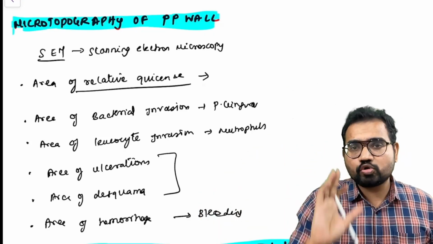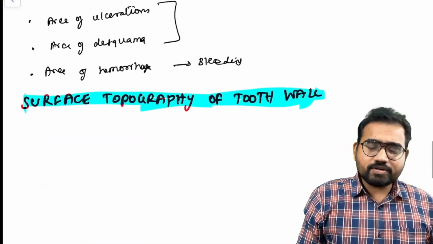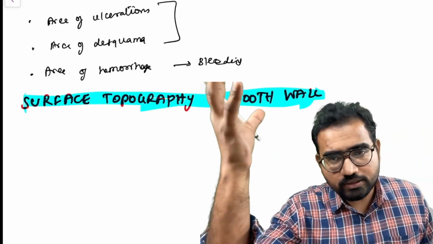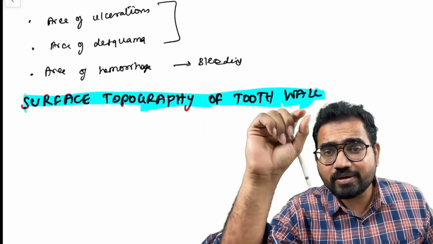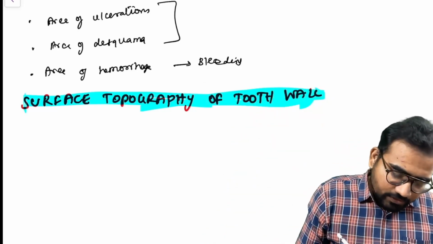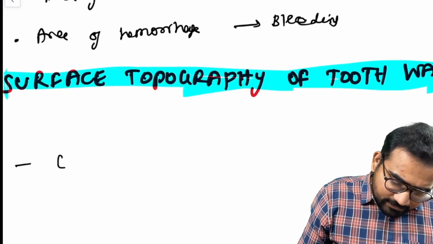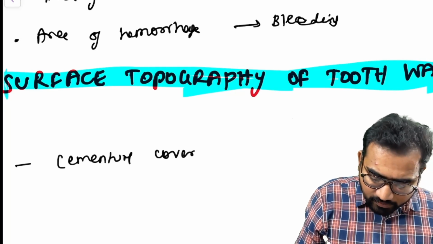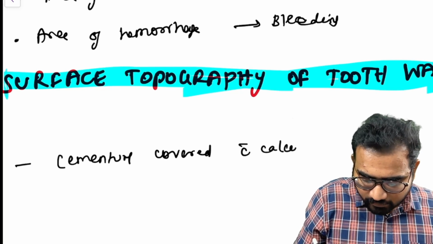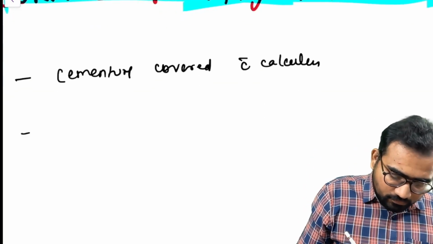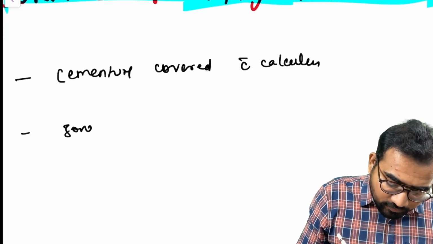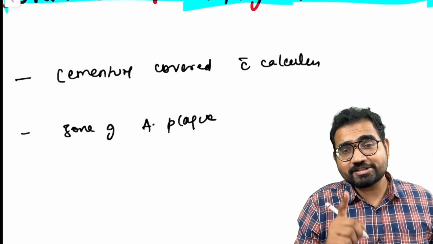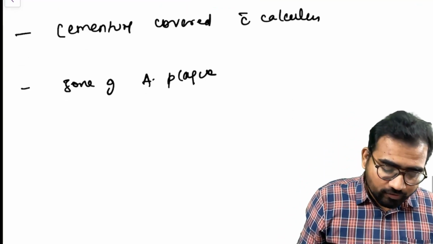Okay, the microtopography of pocket wall. Next one is the surface topography of a pocket wall. We were talking about the soft tissue wall in the previous sections. Now we are going to talk about what will happen on the tooth surface, right? The tooth surface, you see the cementum covered with calculus, and then there's going to be a zone of attached plaque. As I told, calculus will always have plaque over it.